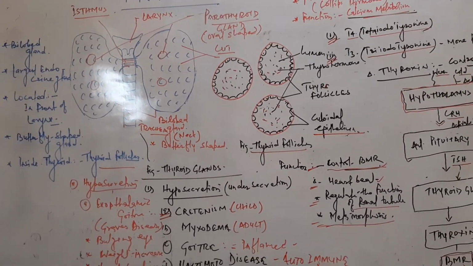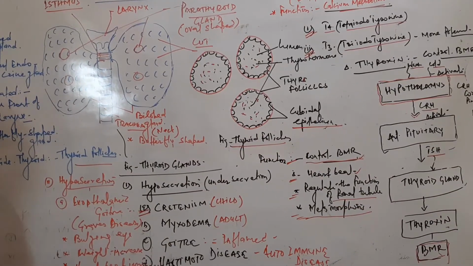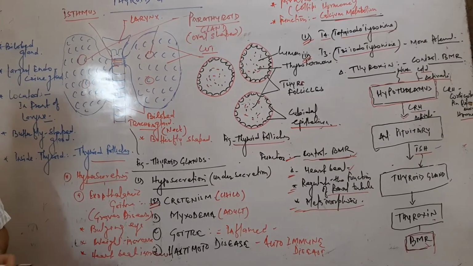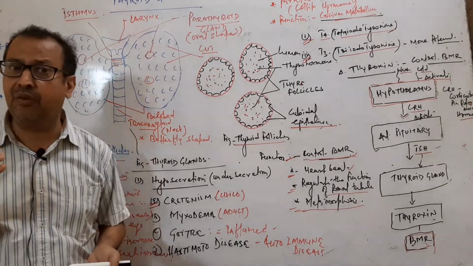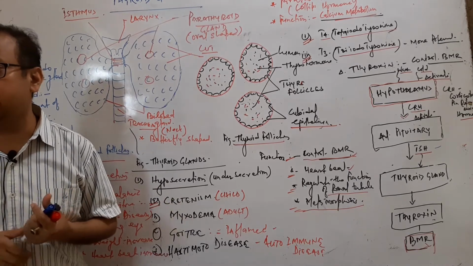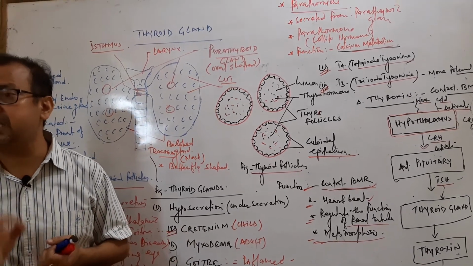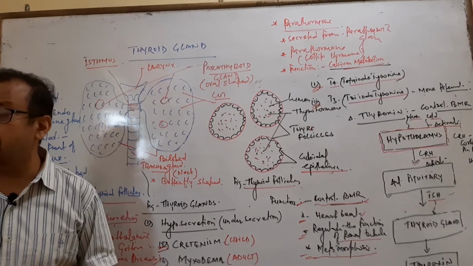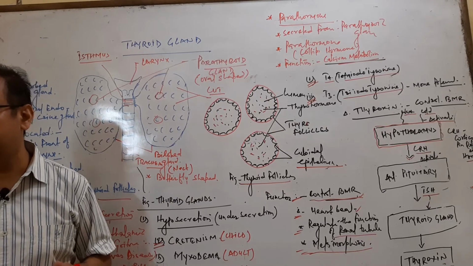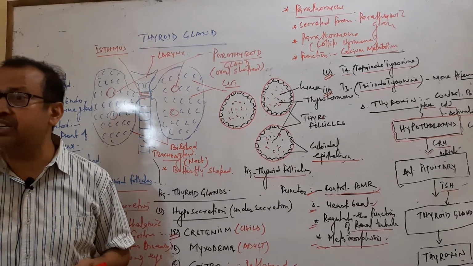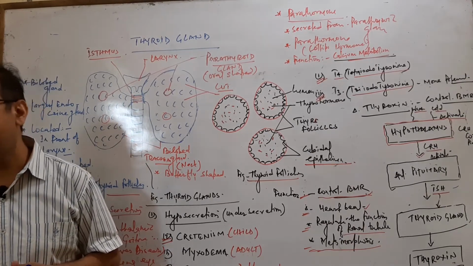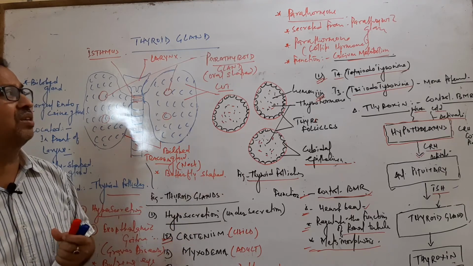Another hormone secreted by the thyroid gland is called thyrocalcitonin. Thyrocalcitonin is the hormone secreted from parafollicular cells, not follicular cells. Parafollicular cells secrete thyrocalcitonin, and it helps in calcium metabolism. It decreases the calcium in the blood. When the calcium level is increased, it reduces the calcium in the blood. This is the main function of thyrocalcitonin.